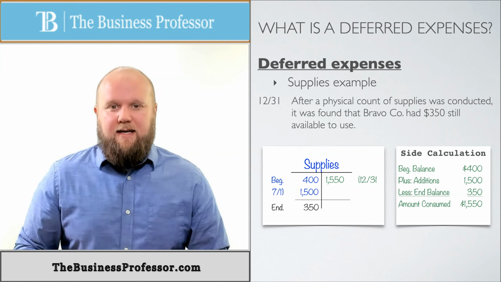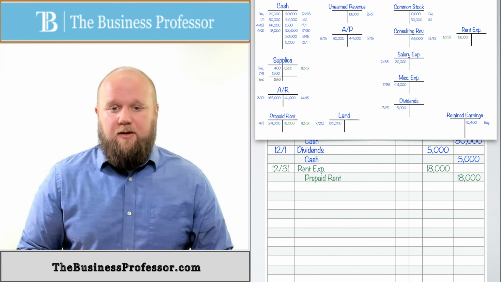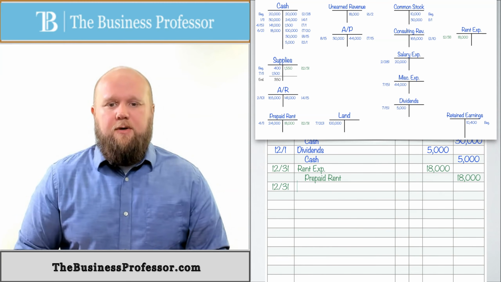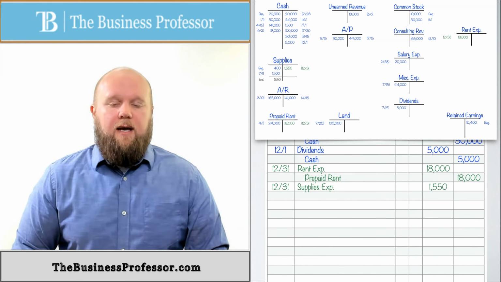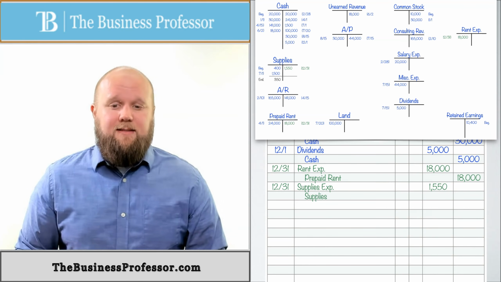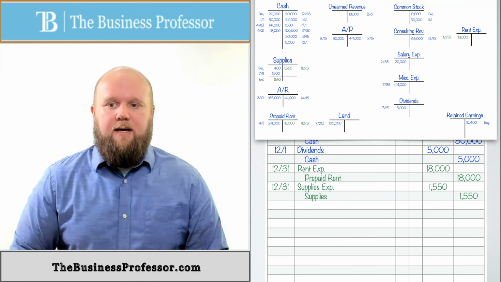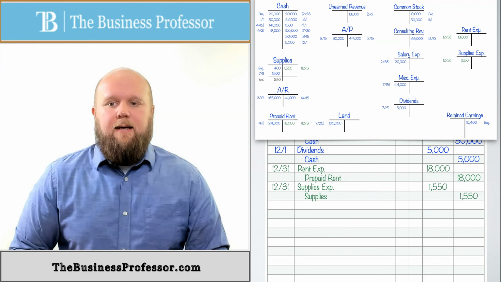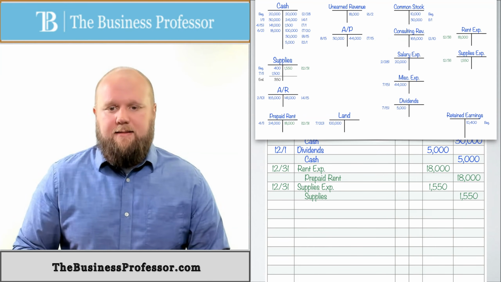So now that I know how much I actually used, now I can do the journal entry. So let's go back to our example. I'm going to add another line. So we have, again, 1231. I'm going to do supplies expense, because again, this is what I'm expensing, 1550. And then I'm going to credit supplies because I've lost that in supplies by 1550. And again, put these into my T-tables, supplies expense. There's a new T-table for that. And then already I have the 1550 in my supplies T-table on the credit side.